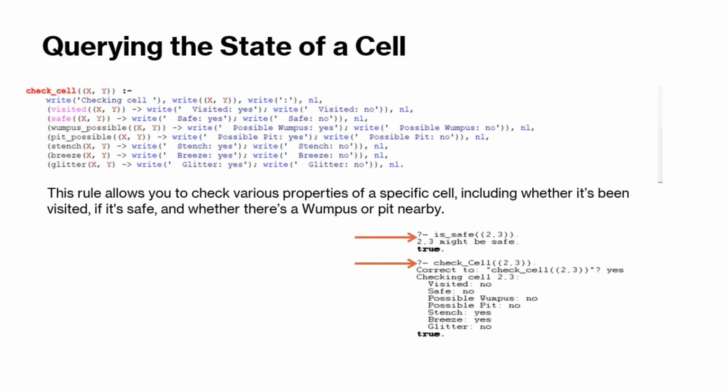This is very useful because it shows the status. Here you can see when we have passed the 2, 3 coordinate to the safe predicate, it shows that this might be safe based on the check cell predicate, and then it shows the complete status because we have passed 2, 3, and it shows if this is visited or not. But according to the 2, 3 cell, as per our environment of the Wumpus game, there is a stench and there is a breeze. So this is very important for the game environment.